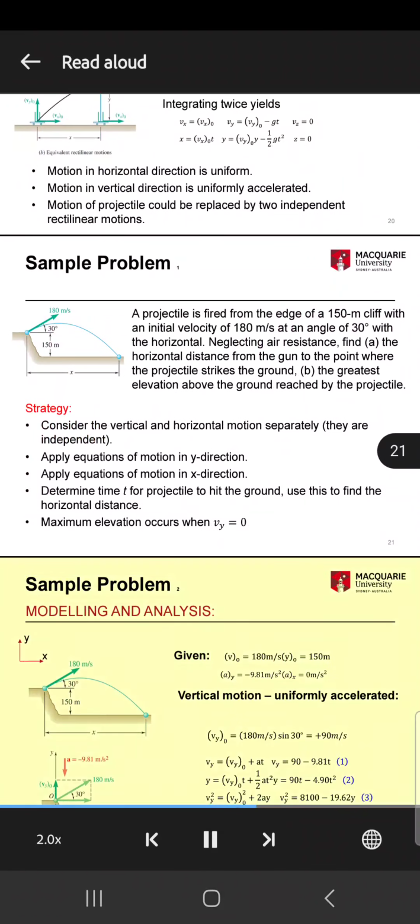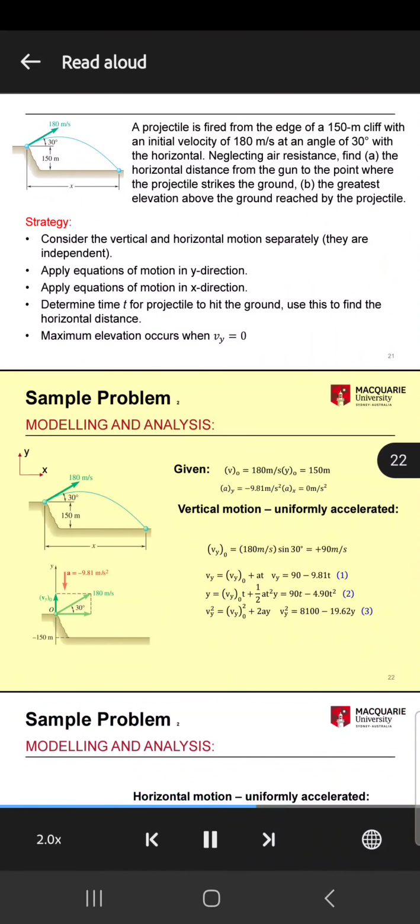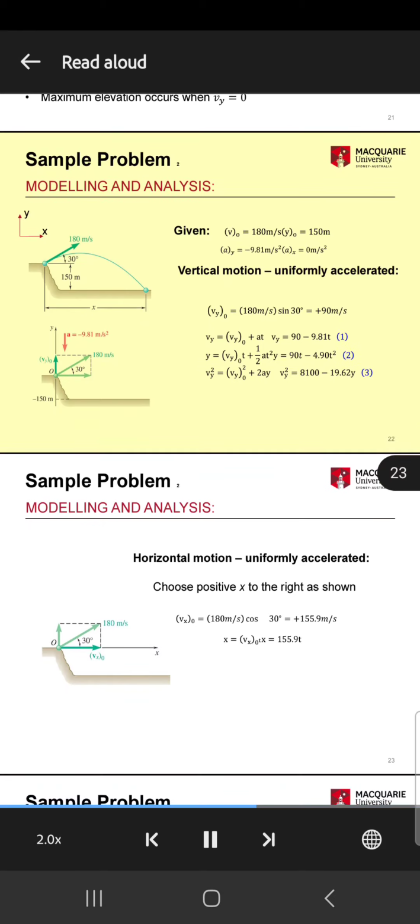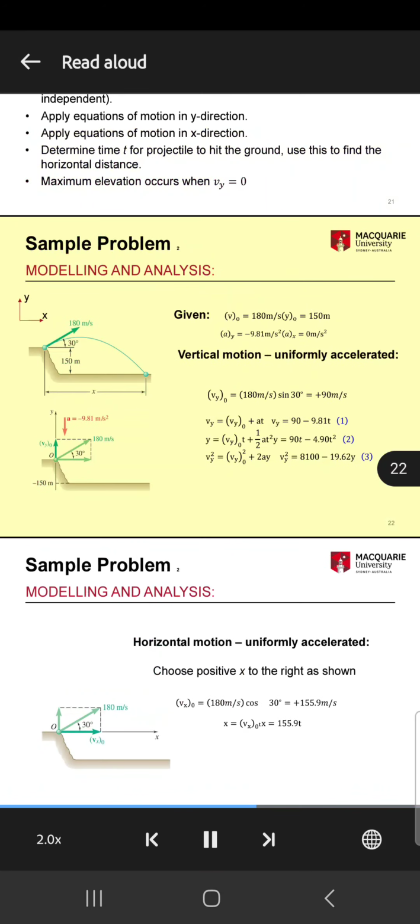Sample problem 2. Given: (a) sub y equals minus 9.81 meters per second squared, (a) sub x equals 0 meters per second squared. Vertical motion, uniformly accelerated. v sub y equals (v sub y) sub 0 plus a sub y t equals 90 minus 9.81 t (1). y equals (v sub y) sub 0 t plus 1/2 a t squared, y equals 90 t minus 4.90 t squared (2). v sub y squared equals (v sub y) sub 0 squared plus 2 a y, v sub y squared equals 8100 minus 19.62 y (3).